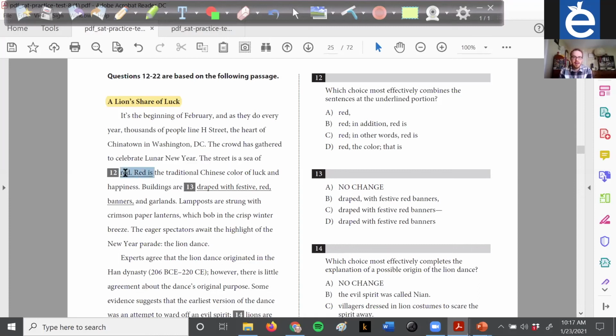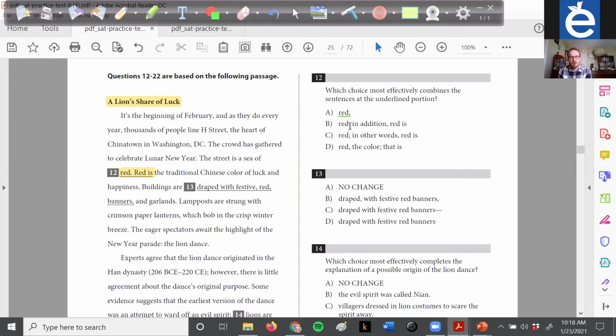Okay, so we're being asked about this right here. Right away, I see this repetition, which is a red flag, no pun intended on the fact that we're actually looking at the color red and its repetition there. Which choice most effectively combines the sentences at the underlined portion? Well, we want to find something that will actually get rid of this repetition. The street is a sea of red, comma, the traditional Chinese color of luck and happiness. Yeah, I like that. That works.